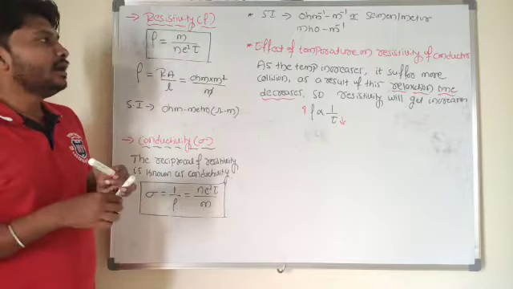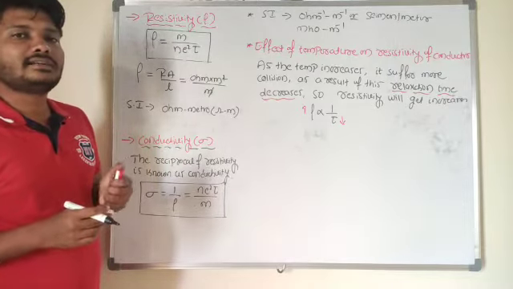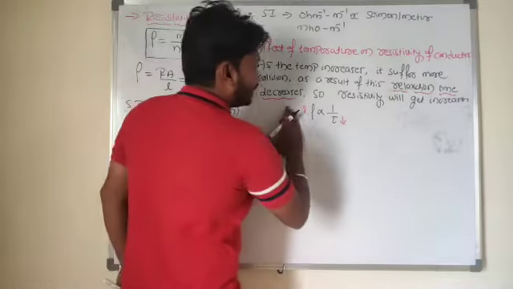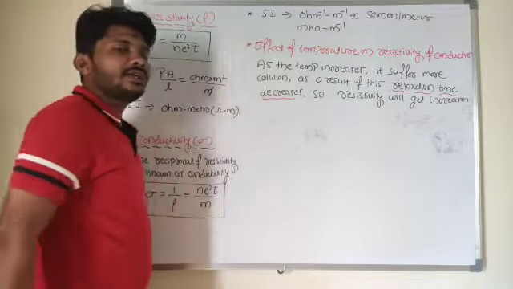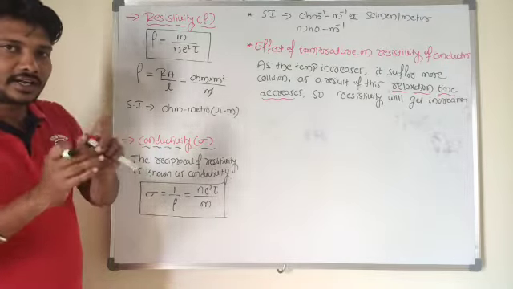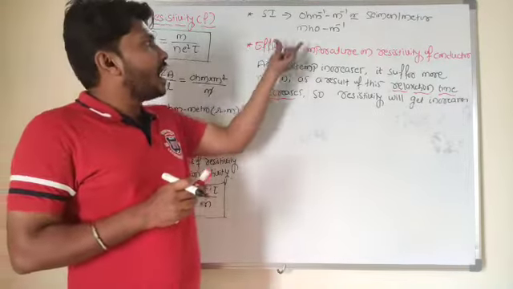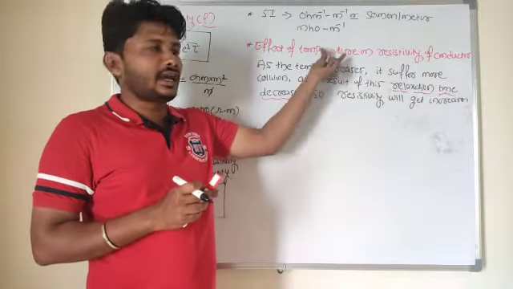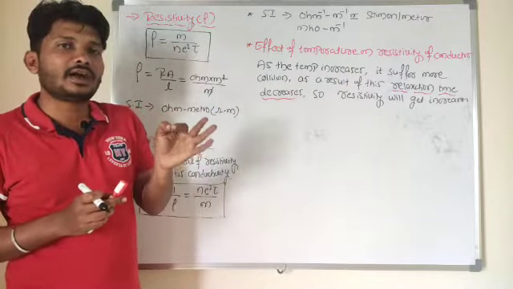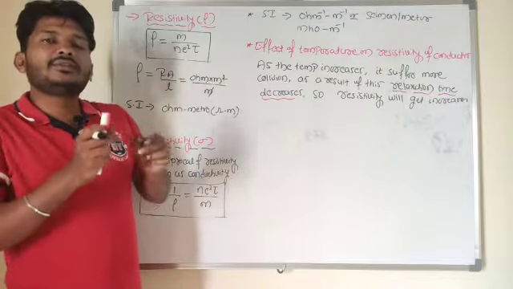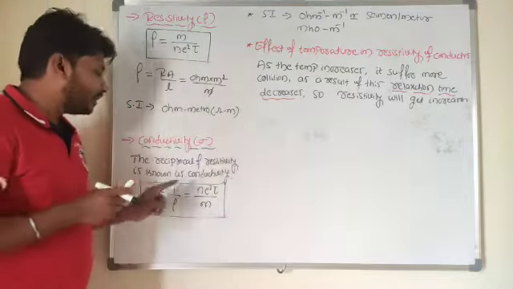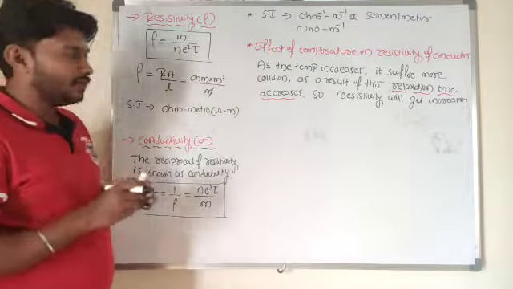I said that in the case of resistivity, as the temperature increases, its resistivity value also increases. As the resistivity value increases, what about its conductivity value? Conductivity value should decrease. Look here, as the temperature of the conductor increases, its resistivity value will increase. If the resistivity increases, what about its conductivity? Conductivity should decrease. Why? Because both are inversely proportional.